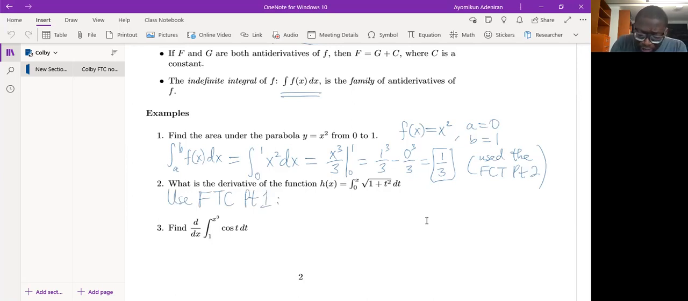Okay, so how do we do that? Because h of x is this integral, h prime of x will be whatever function we have here. However, you have to replace t with x. So this is the square root of 1 plus x squared. And we're done. So that is the derivative we're looking for.